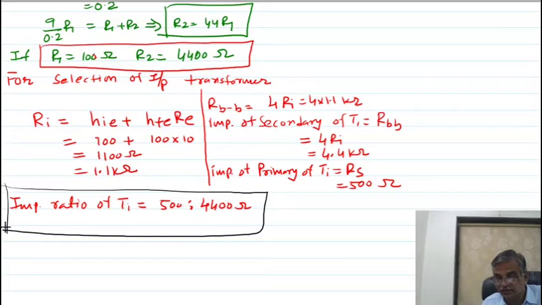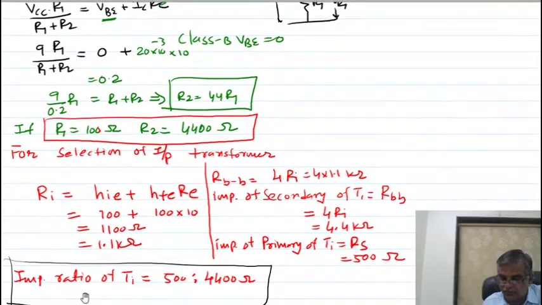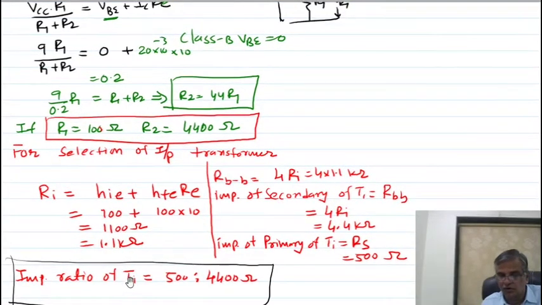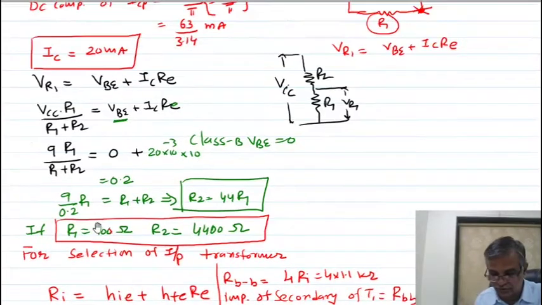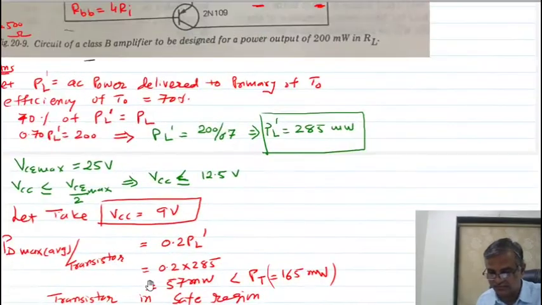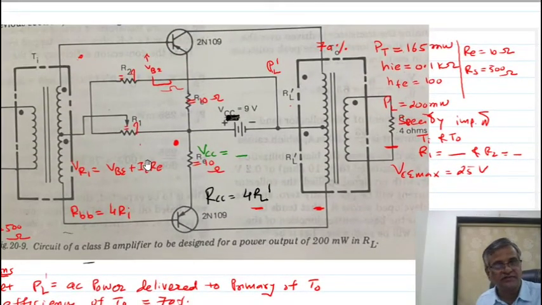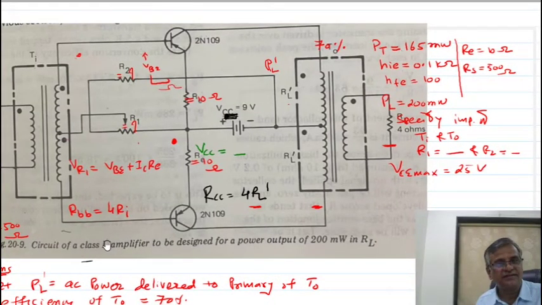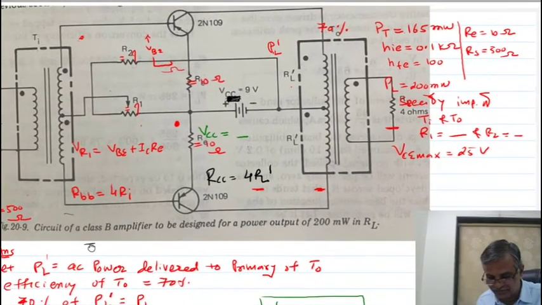So in this way you can design your complete class B push pull amplifier. TI we have got, R1 R2 I got, TO I got. So in this way you can design. Now let us do the same numerical. See, I am doing this same circuit, but instead of writing class B here, I am writing class AB. Then what will be the change? Let us see what will be the change.